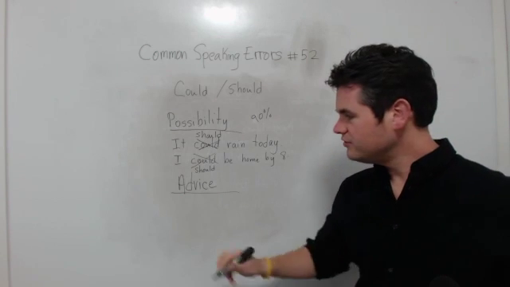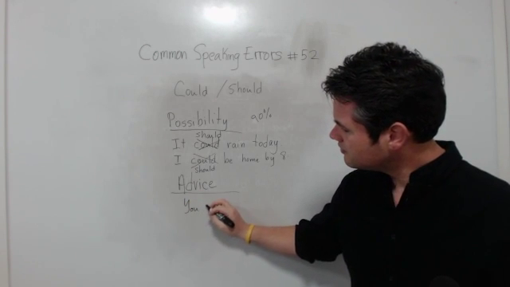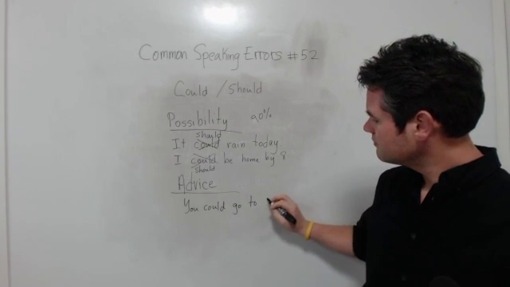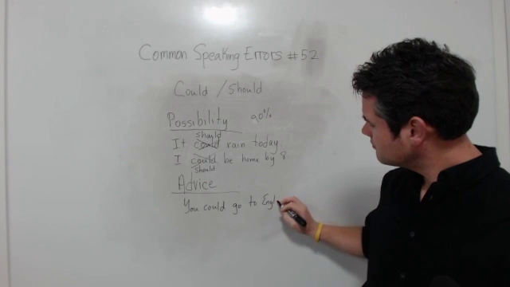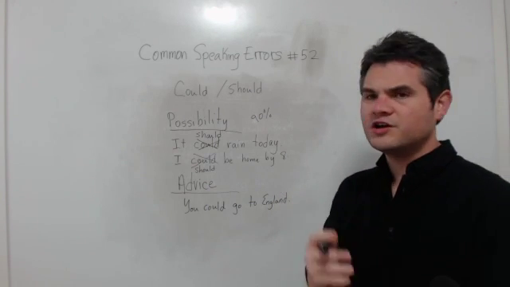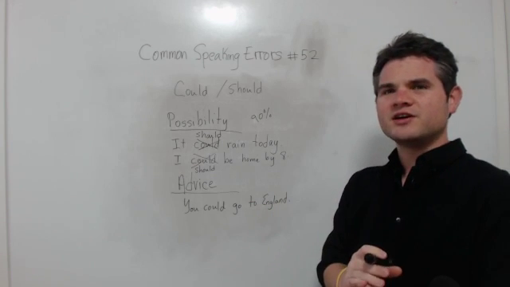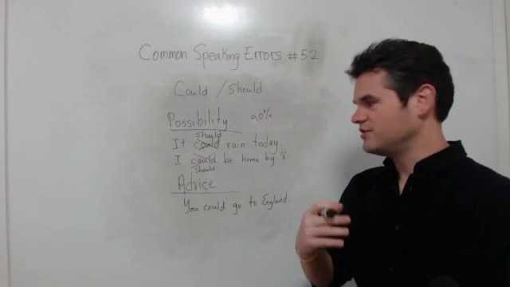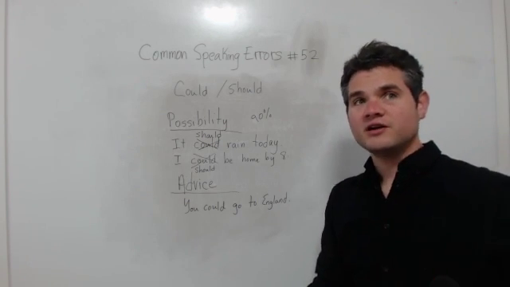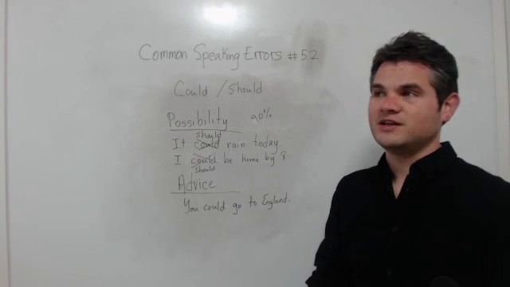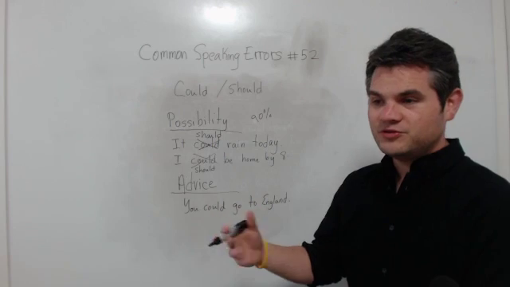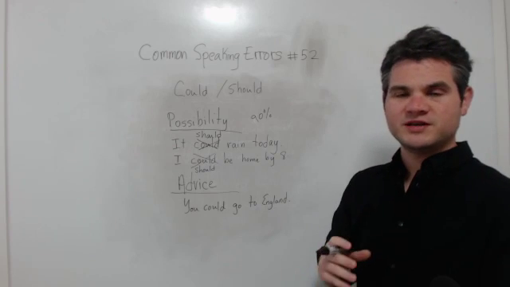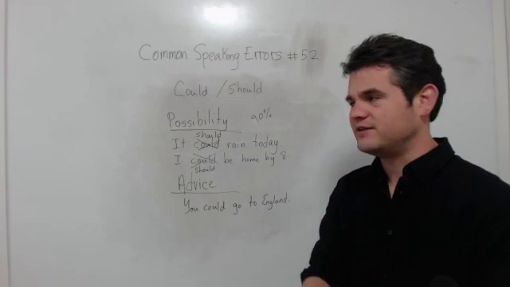And I could tell you, you could go to England. You could go to England. I think could is much better used just for light advice or light suggestions. You could go to England. You could go check out that restaurant down the street, or you could go bowling this weekend, or you could go to the park this weekend. So very casual, very light advice.